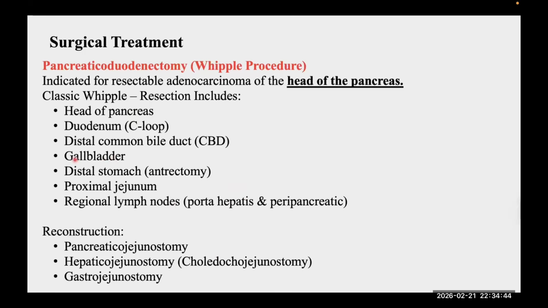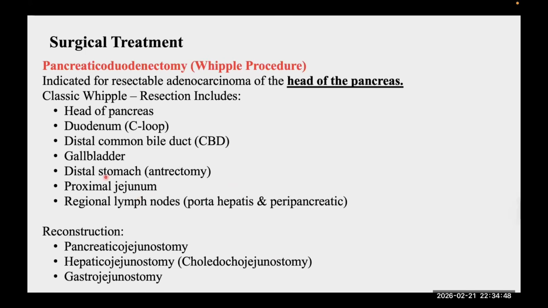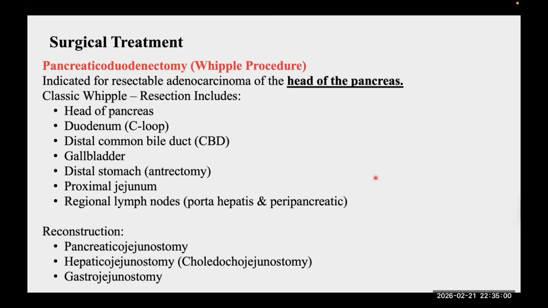They can also remove the gallbladder. So the gallbladder will be removed. We don't need it at this point. Anything that can have cancer cells, we remove it. The distal stomach, or the antrum of the stomach, in a classic Whipple is also removed. The proximal jejunum is removed and we keep the distal jejunum only. Regional lymph nodes will also be removed. These are mostly the portohepatic and peripancreatic lymph nodes.